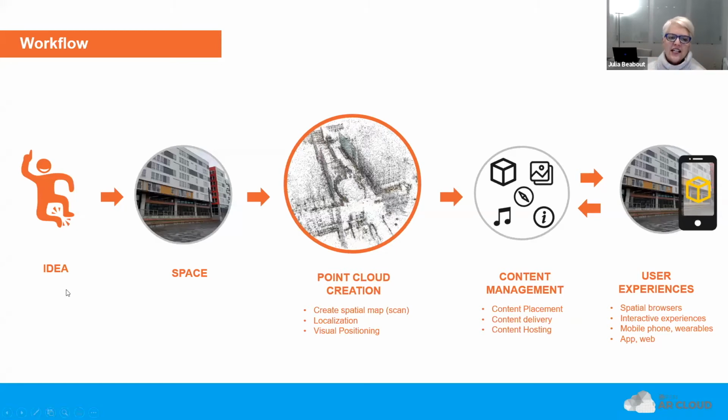So basically you have an idea and you have a space that you want to put this idea in. And the point cloud creation, like I said, is one of the first steps that you do. So basically you're going to scan an area, and what this will enable the system to do is for your phone or whatever device you're using to recognize where you are and localize based on that, and then visually position the content within that so that it appears correct from your perspective.